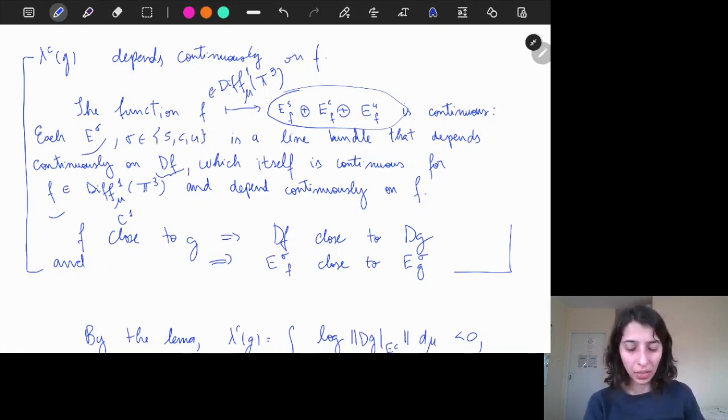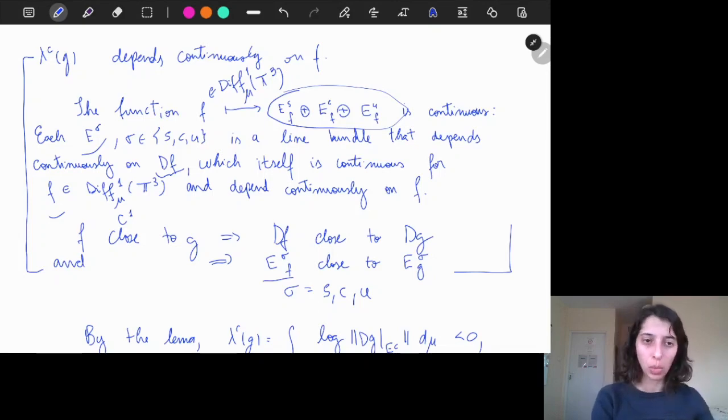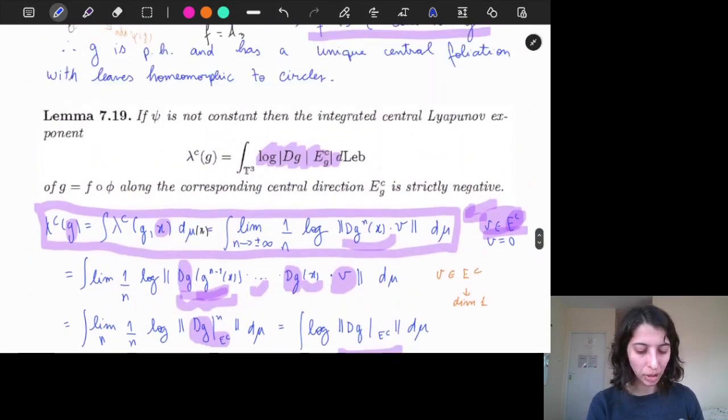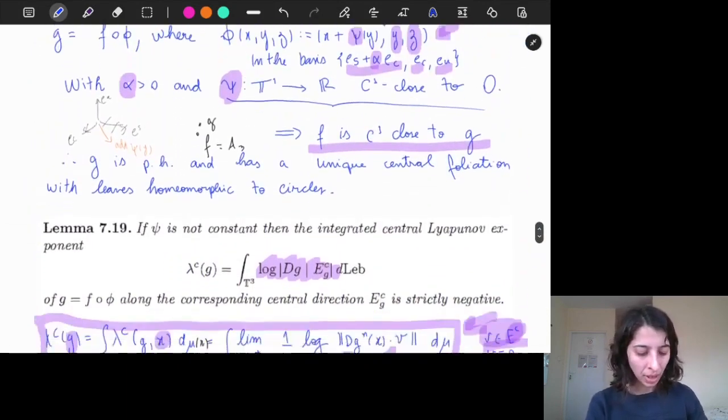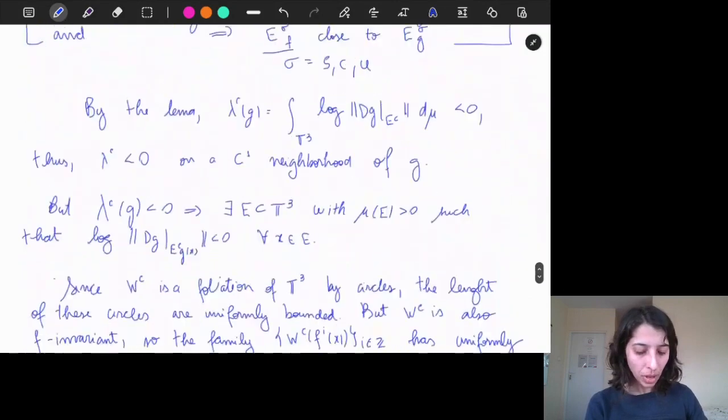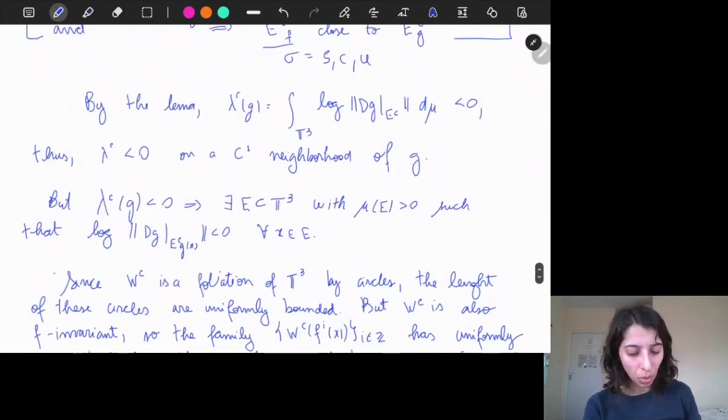Then, for short, if f is C1 close to g, df is close to dg, and the bundles E^σ, for σ being either stable, center, or unstable, for f are close to the corresponding ones for g. So using this lemma, which says that the center Lyapunov exponent of our perturbation g is negative, since this is continuous on g, this will be negative on a C1 neighborhood of g.